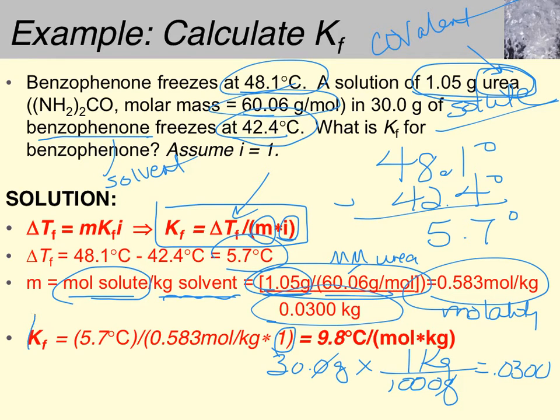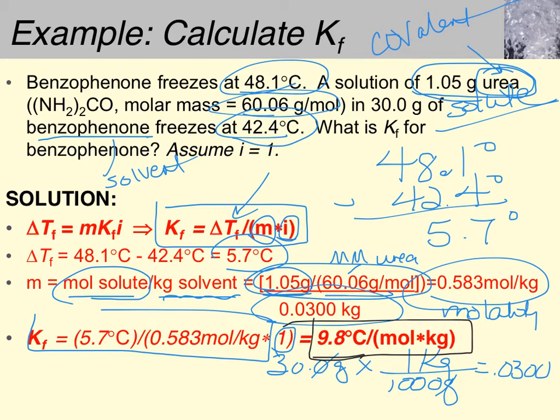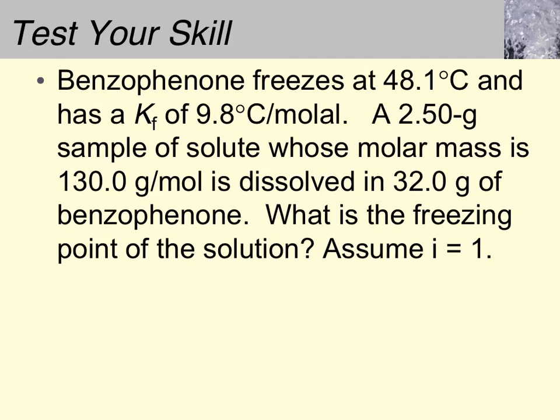So when we plug all these values in, we get a K value, freezing point constant value, 9.8. Look at the units. Okay, look at the formula. It's delta T over molality times i. So you should have degrees C on top for the units, which we do, okay, and moles per kilogram on the bottom. That's where this is coming from. It's got some funky unit.